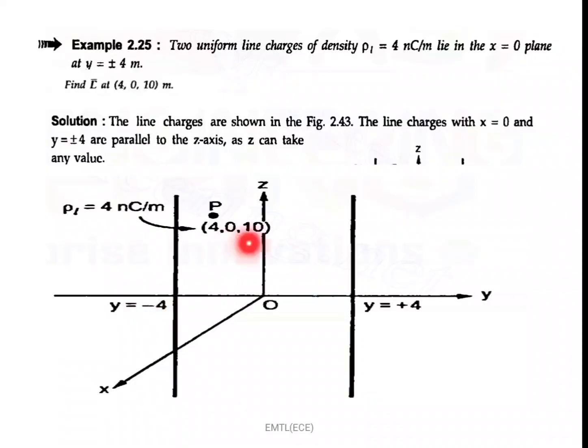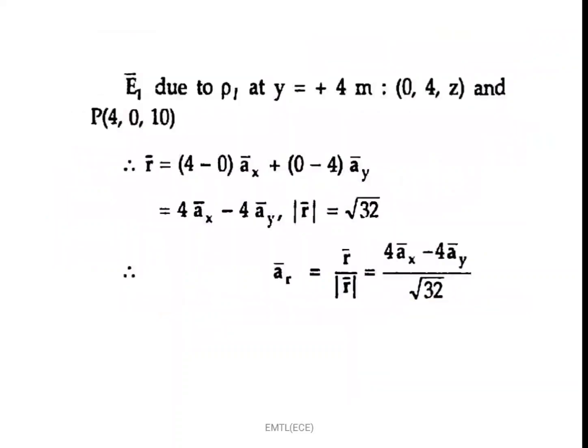Now let us assume a point P at (4, 0, 10). We have to find the electric field intensity at this point due to these two charges. E1 is due to rho 1 at y equals plus 4 meters.